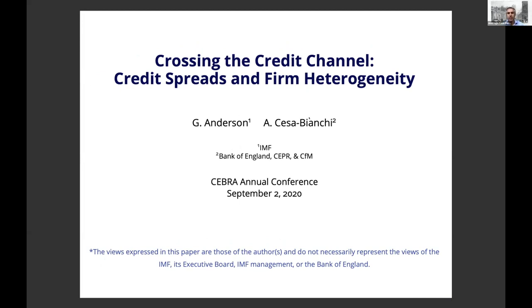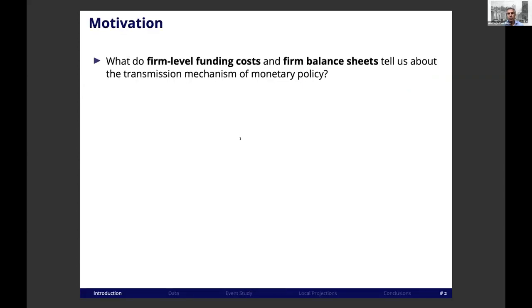What we do in this paper is to try and provide some new stylized facts, new descriptive evidence on the transmission of monetary policy on the cross-section of firms. In particular, we focus on firm-level funding costs, or the cost of external finance, for a large cross-section of firms. We try to see how firm-level funding costs respond to changes in monetary policy, potentially in a heterogeneous fashion, where the dimension of heterogeneity that we consider is the financial position of firms as measured by firm balance sheets.